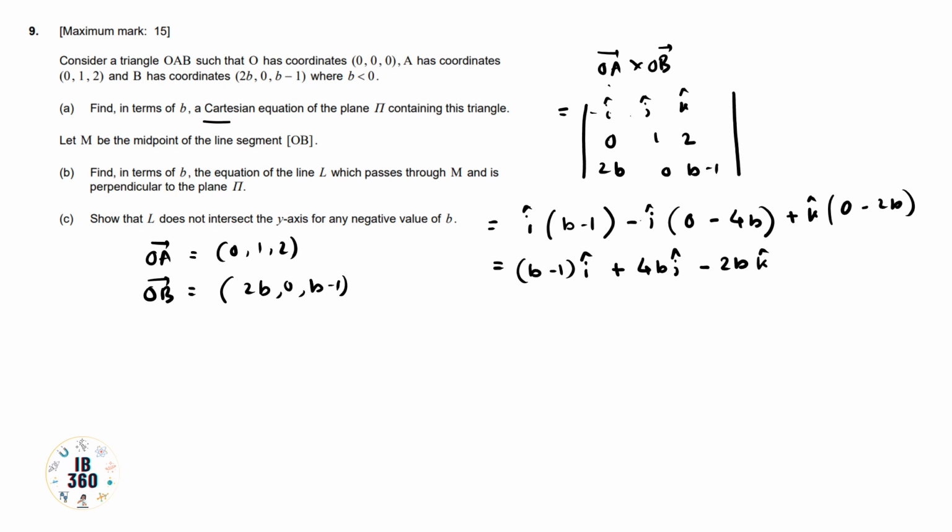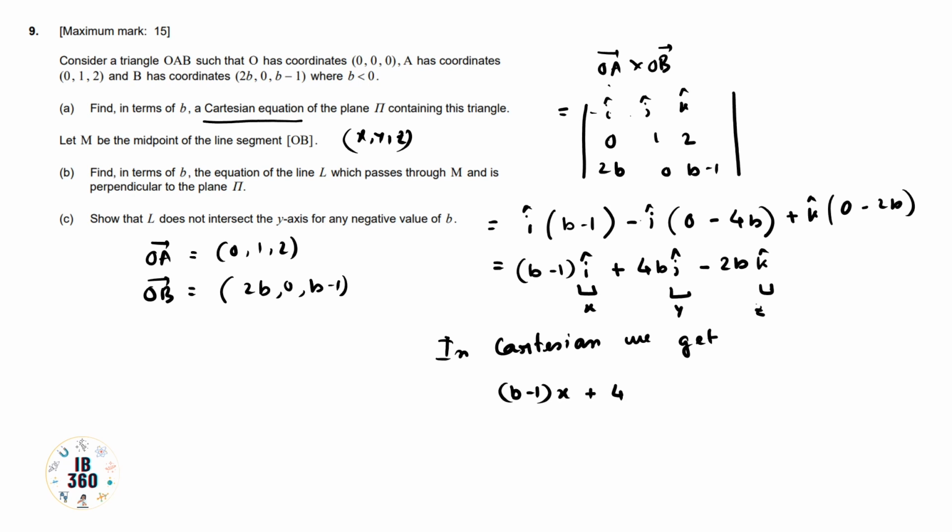Now we need to find the Cartesian equation in terms of x, y, z. These are the terms related to Cartesian coordinates. So ultimately we can represent this with Cartesian coordinates also, x, y and z, because I have already told you that along the x-axis the unit vector is i, along the y-axis the unit vector is j, and along the z-axis the unit vector is k. So ultimately we get this result in Cartesian: (b minus 1)x plus 4by minus 2bz. So we have found, in terms of b, a Cartesian equation of the plane normal to the one containing this triangle.